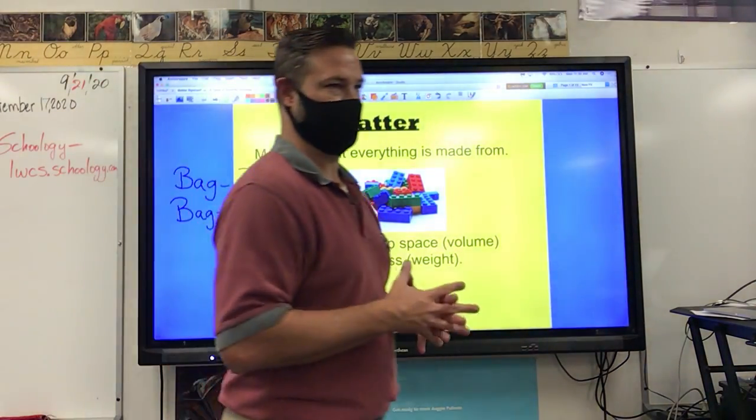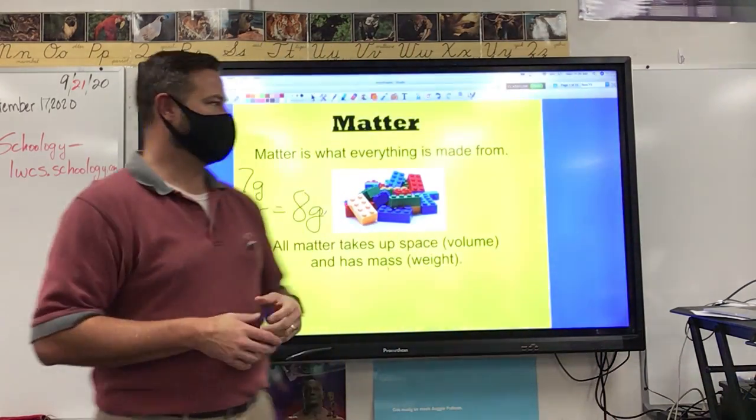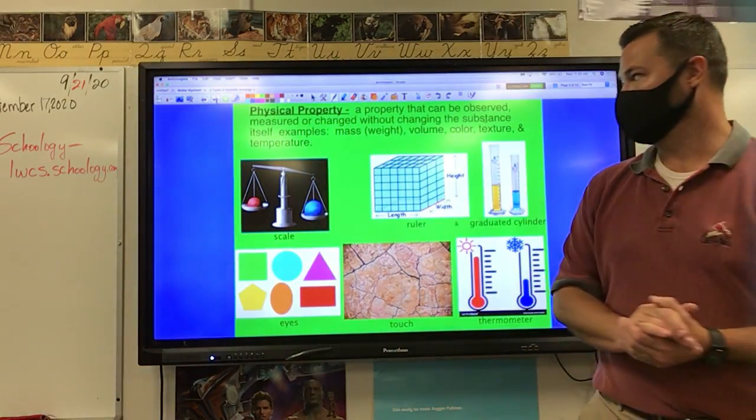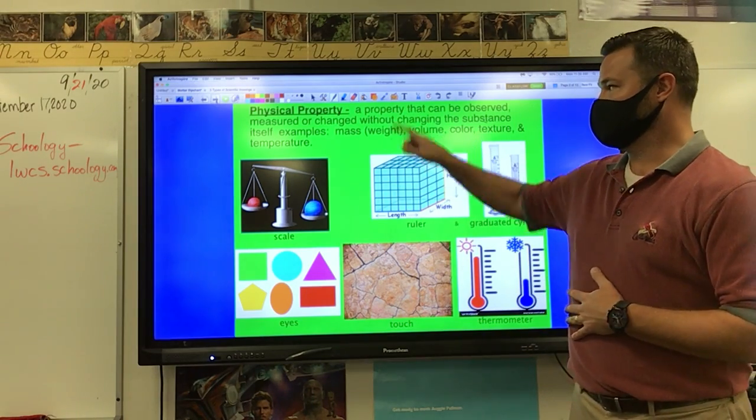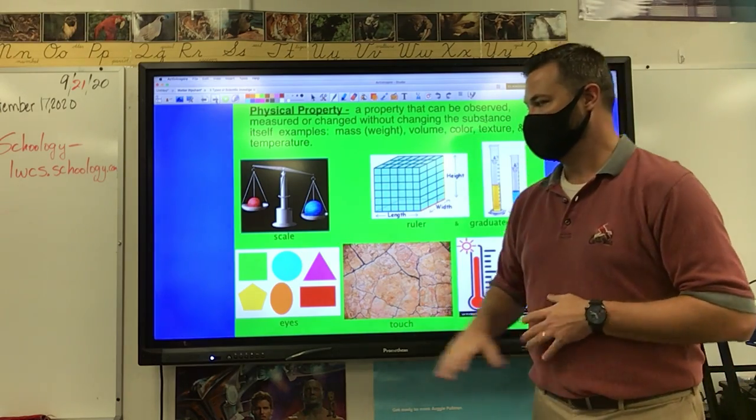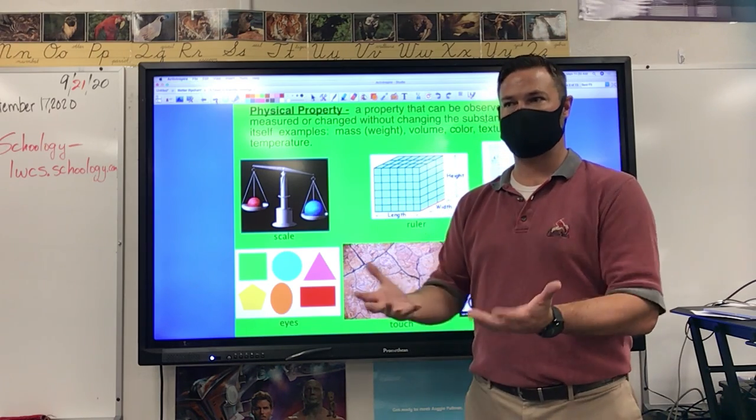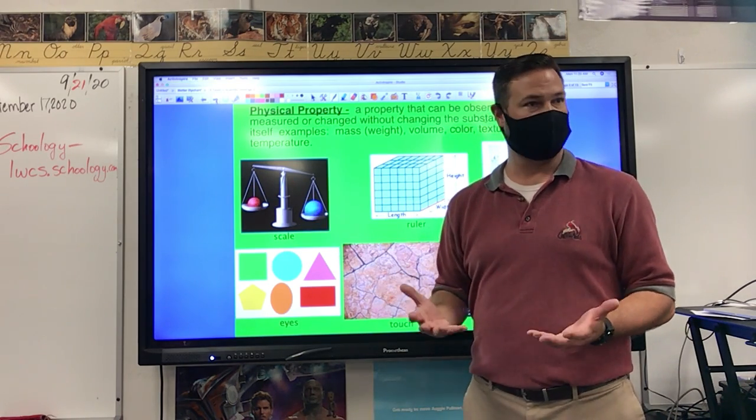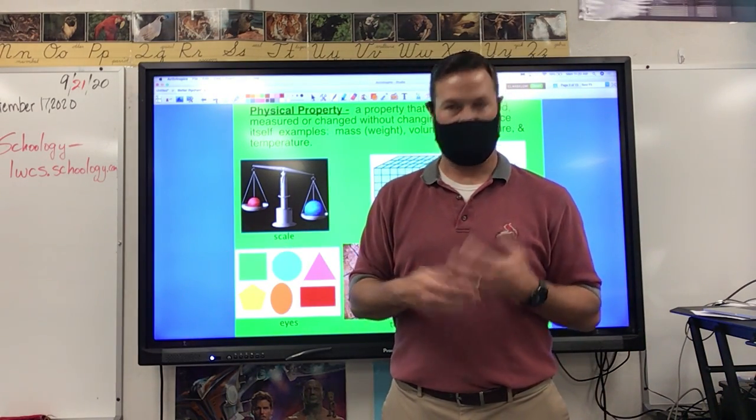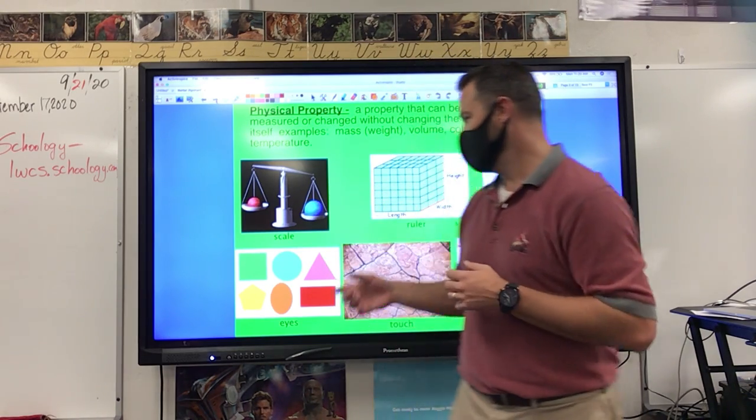Now, how can I describe matter? This is called a physical property. Physical properties of matter include the way you observe it. This is a property that can be observed, measured, or changed without changing the substance. For example, I could check its weight, its mass. If I put it on a scale, like I just did, I can weigh it. If I were to change it and add more to it, I could still weigh it, but it was still made out of that material. We'll get into that a little bit later.